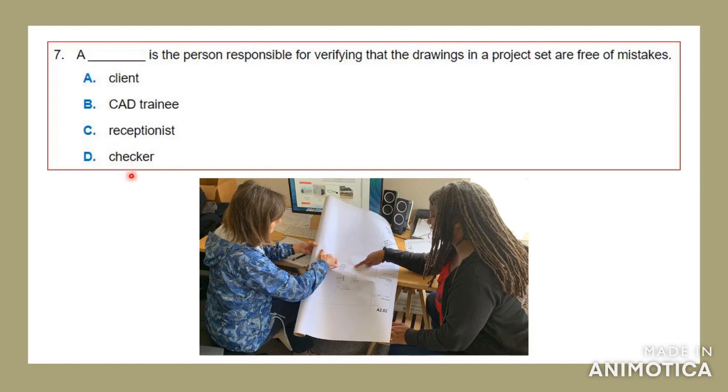Nothing, there's no problems with the drawing. Okay, so the person is called a checker.